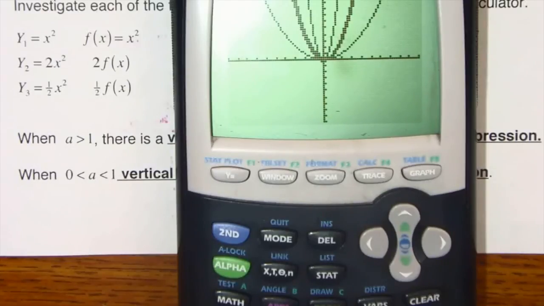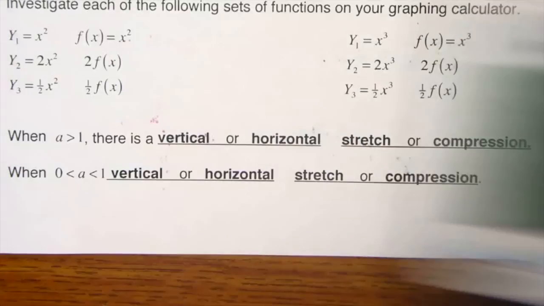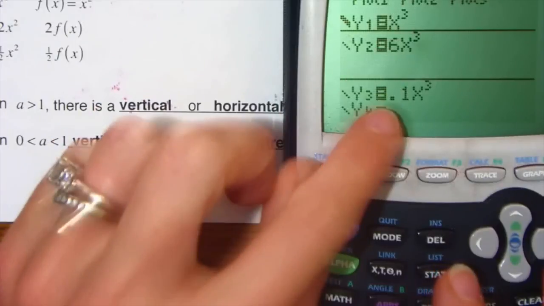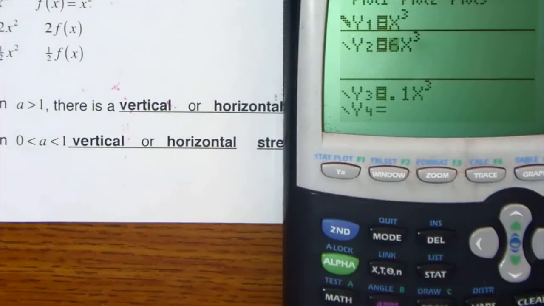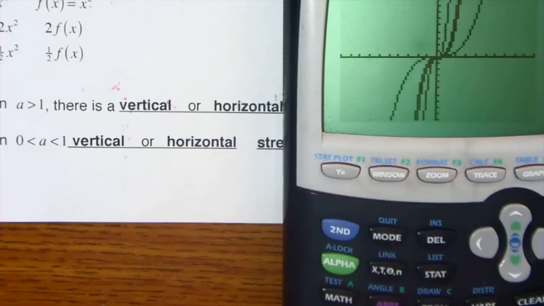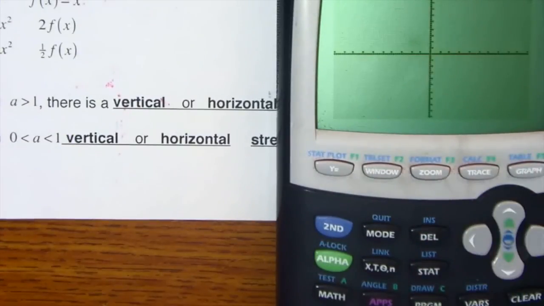Okay, and so this is the x squared graph. If we look at the x cubed graph, instead of 4 and 0.25, I used 6 and 0.1. So if I graph those, this is what it's going to look like. Oops, let's do one at a time. So this is x cubed, this is 6x cubed, and then I think it was 0.1x cubed. Okay, so those are the three graphs. You guys can see that there is some sort of change in how it's moving.